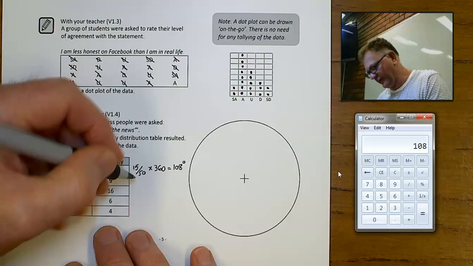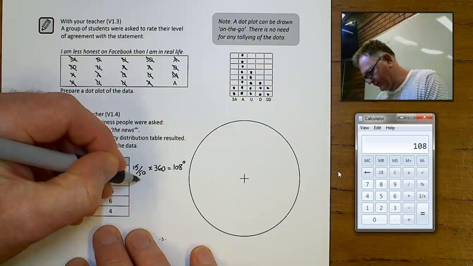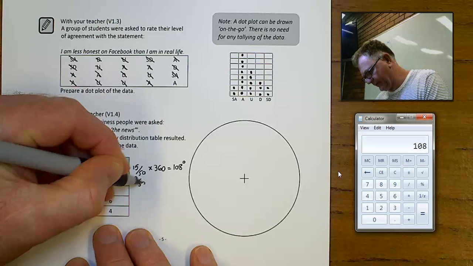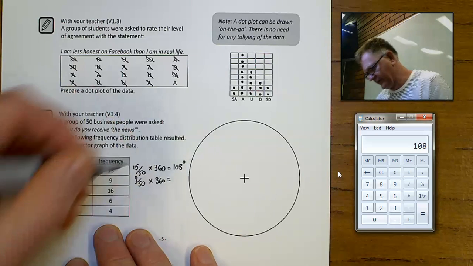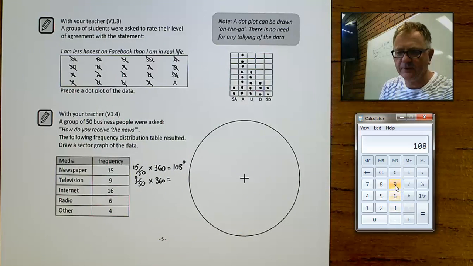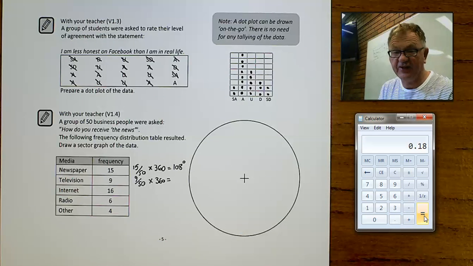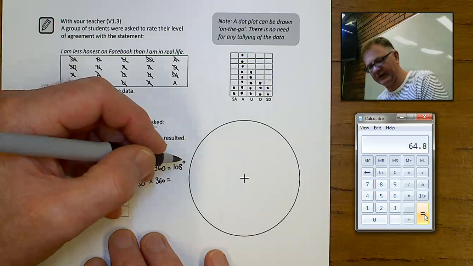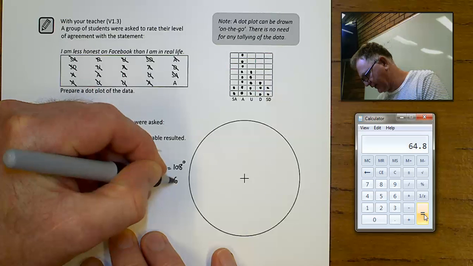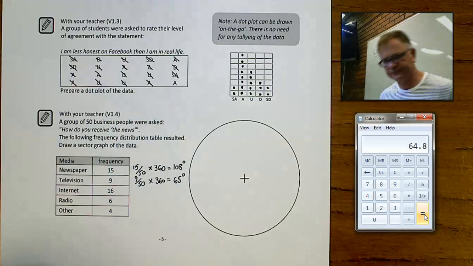Do the same for the others. That was 9 people got news from the television. That's 9 out of 50, 9/50ths of 360 degrees in a circle. 9 divided by 50. At this stage you could write that as a decimal if you wish, 0.18, and we're going to times it by 360. 64.8 degrees. Now I'm going to just round them to the nearest degree, so I'm going to make that 65 degrees.